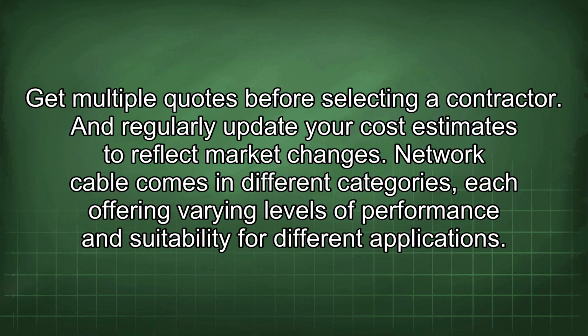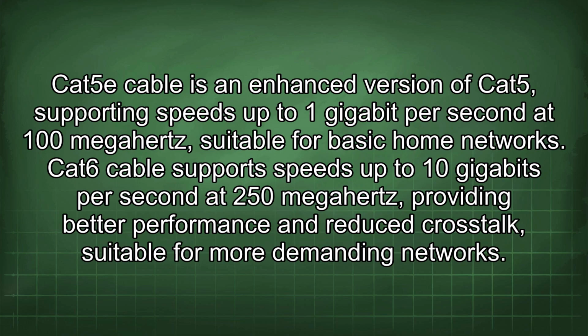Network cable comes in different categories, each offering varying levels of performance and suitability for different applications. Cat5e cable is an enhanced version of Cat5, supporting speeds up to 1 gigabit per second at 100 MHz, suitable for basic home networks. Cat6 cable supports speeds up to 10 gigabits per second at 250 MHz, providing better performance and reduced crosstalk, suitable for more demanding networks.